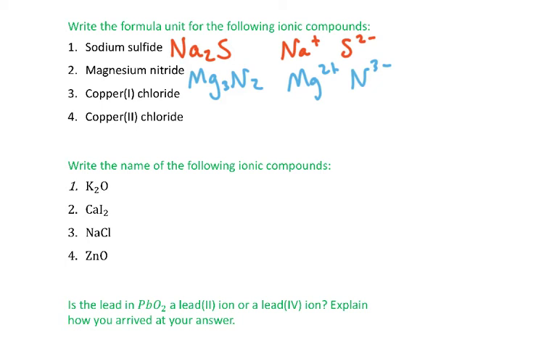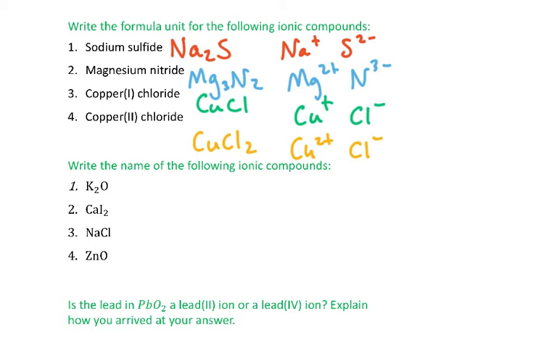Copper 1 chloride would be CuCl. Right? Copper 1 means it's a 1 plus. Cl is always minus 1. Copper 2 chloride would be CuCl2. Here the copper is a 2 plus and chloride is minus 1. So it's going to take 2 chlorides to balance out.